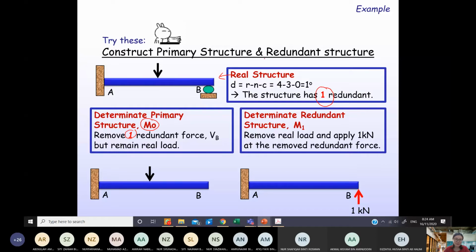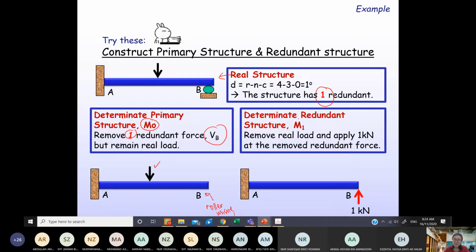For an easier case to analyze, you can just analyze it as a cantilever beam, where you remove your VB or By. Now your By has been removed, which means the roller is missing, and the load is still there. Then you can analyze this primary M0.